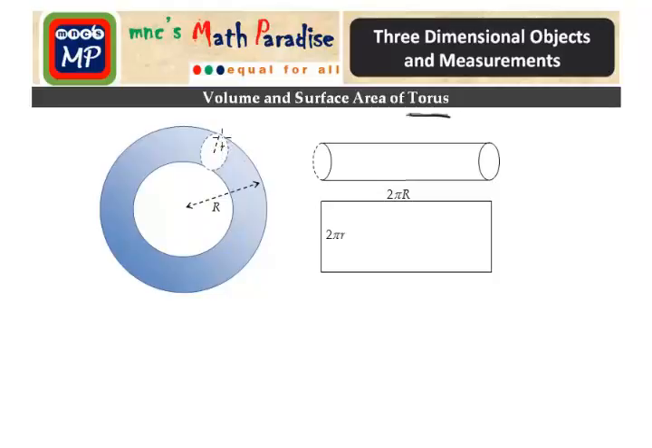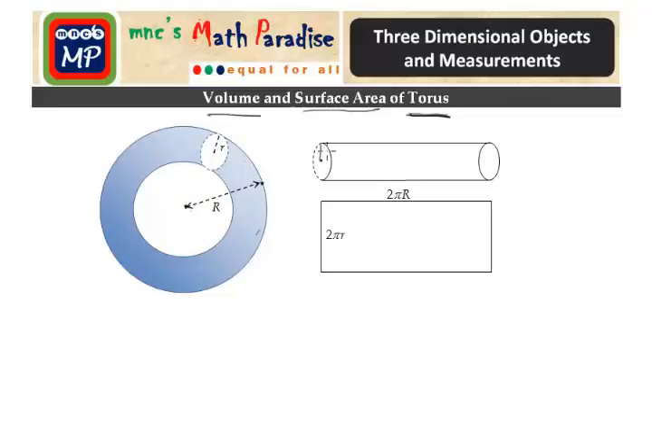So the torus dimensions are represented by the radius of its outer edge, that is from center to this big large radius, and the radius of the tube, that is the radius of the cylinder that is bent into a circular donut shape. So if we are given these two dimensions, then we can calculate the surface area and volume of this object. So to calculate total surface area and volume, let us unfold it.